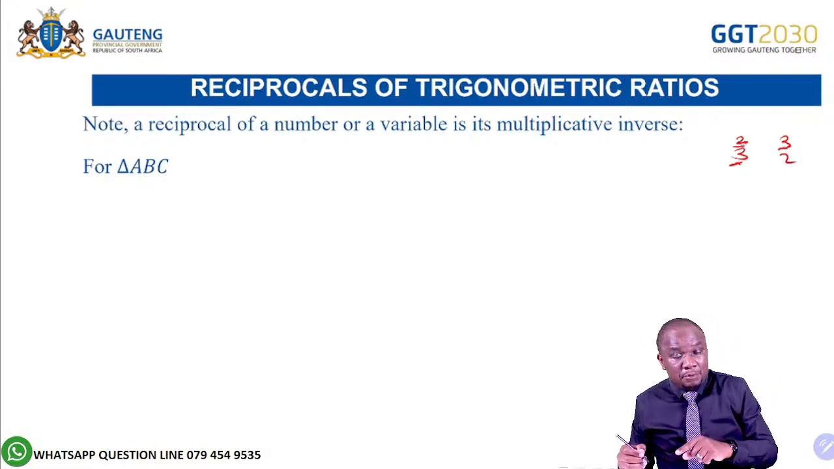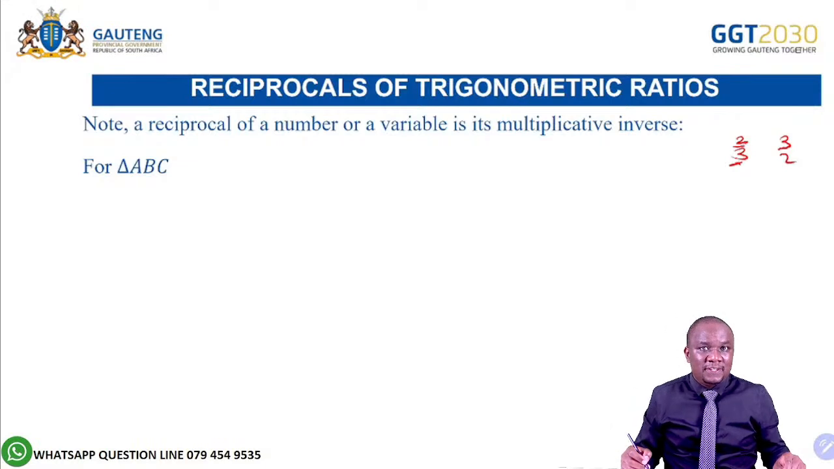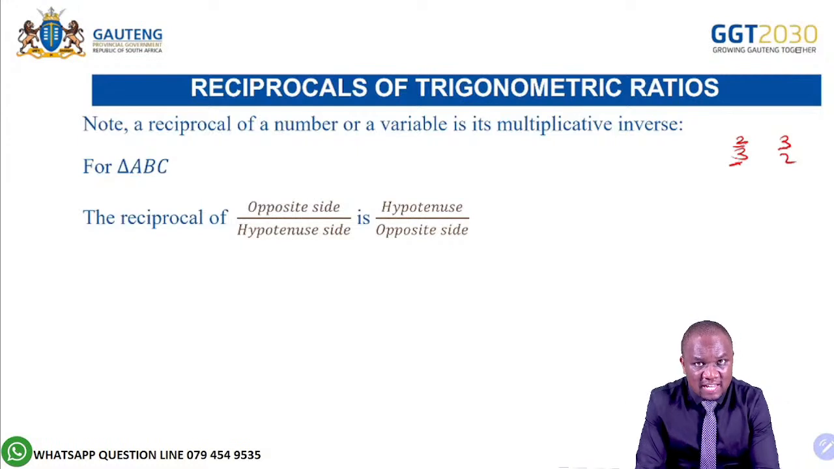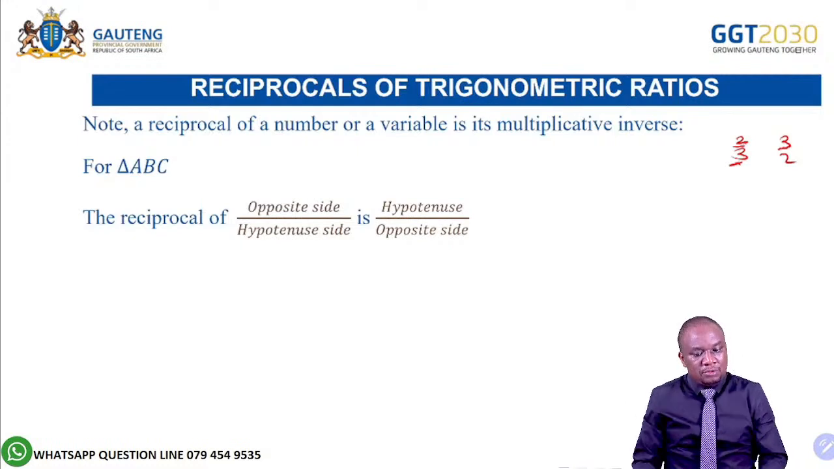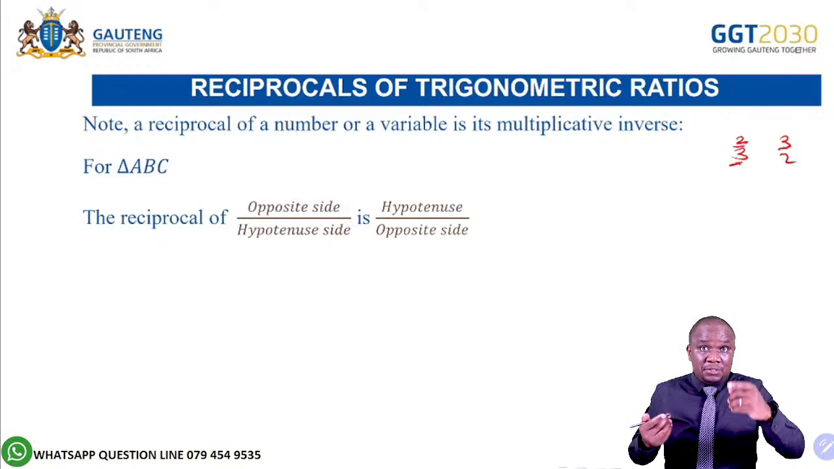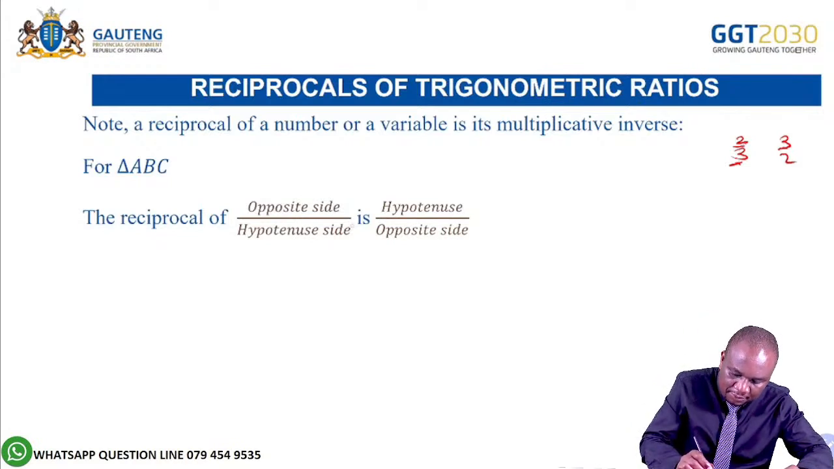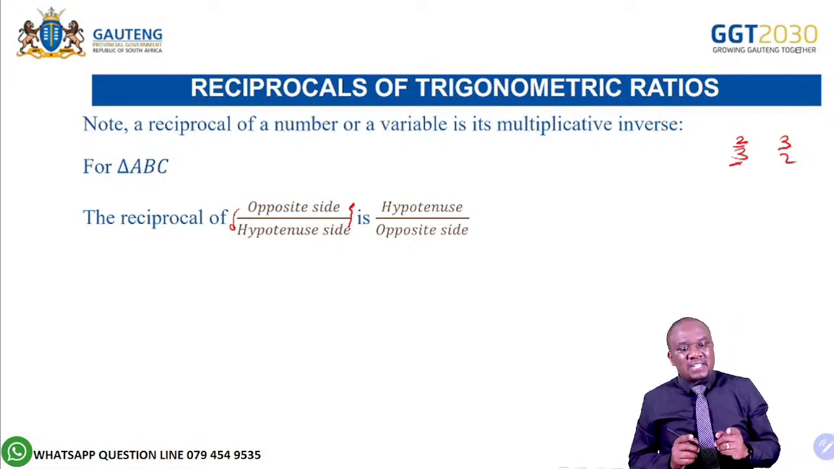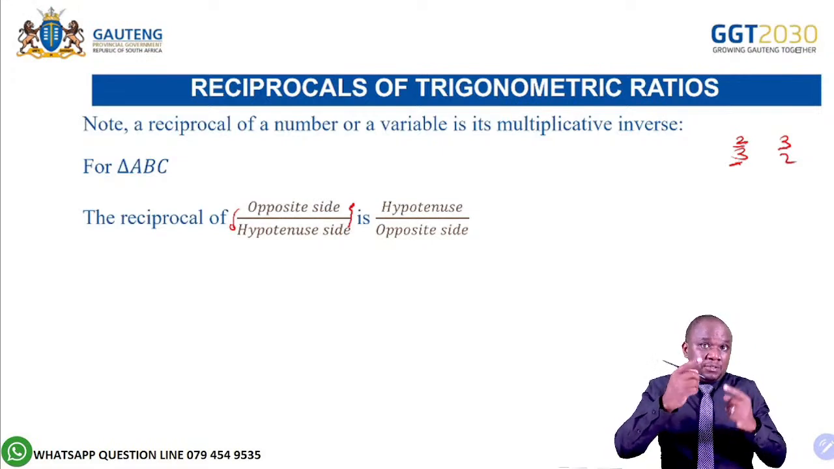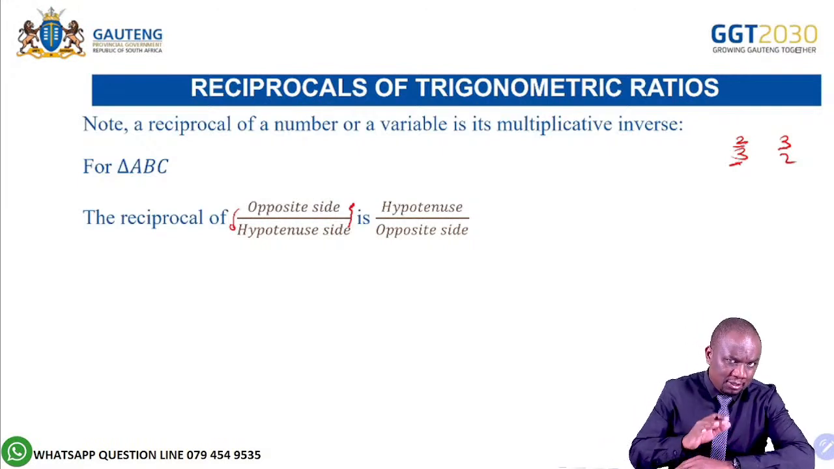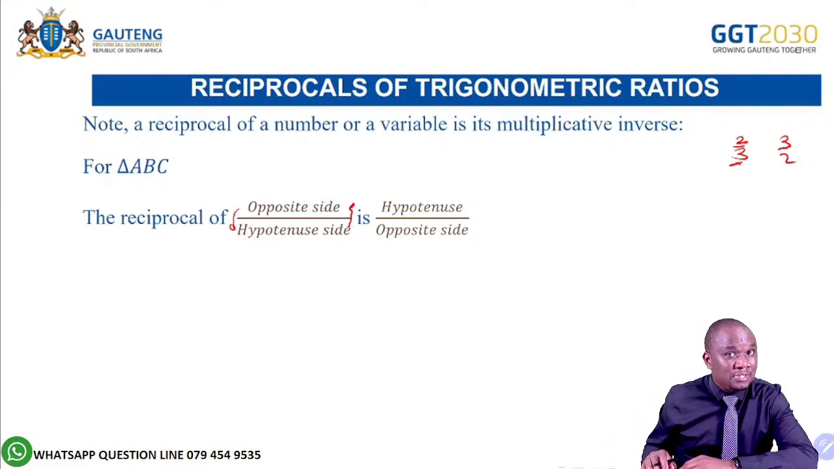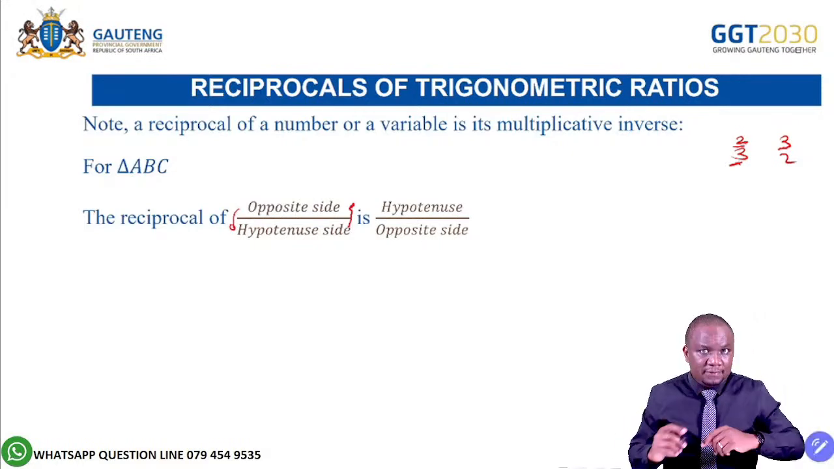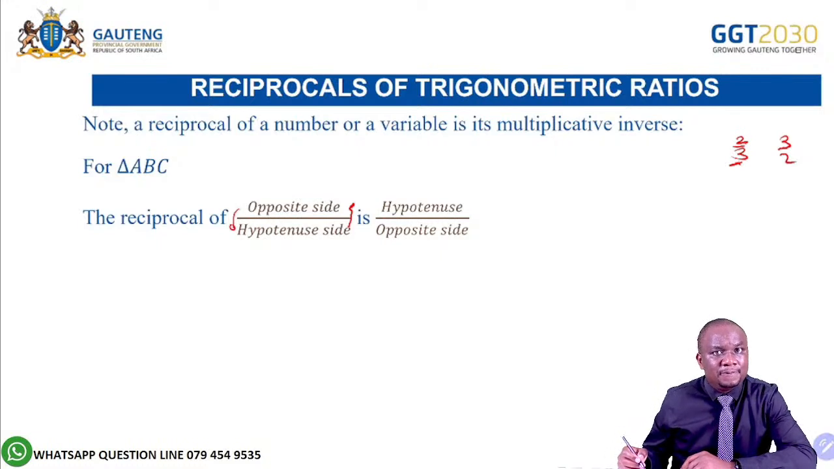So we have reciprocals when it comes to trigonometric ratios. Remember that the reciprocal of opposite side over hypotenuse is going to be what? Hypotenuse over the opposite side. This one goes up, this one goes down. That's a reciprocal. Don't write this, I'll tell you what to write. Just know that, like you invert, inverting. You see that? That's a reciprocal.